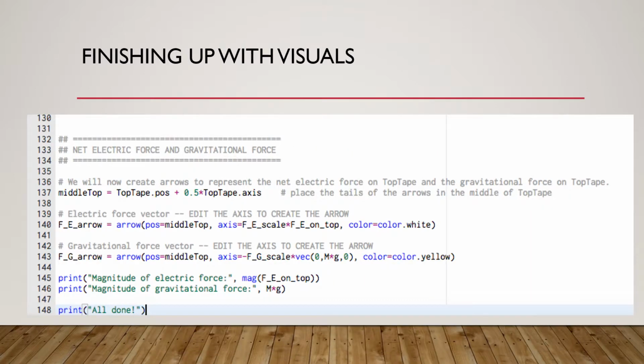Now that we've calculated all these values and that they're available to us, we can actually start creating the arrows and objects that represent them in our program. You can see the process here by the finding of the middle of the tape through the first line of code, and then the creation of two arrows that represent both the electrical force and the gravitational force in opposite directions. You can also see that the magnitude of electric force and gravitational force are both printed, which will be very helpful for us when we're trying to balance the two, when looking for our true charge.